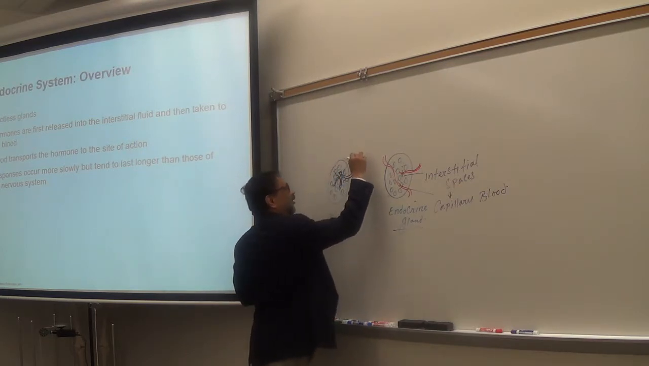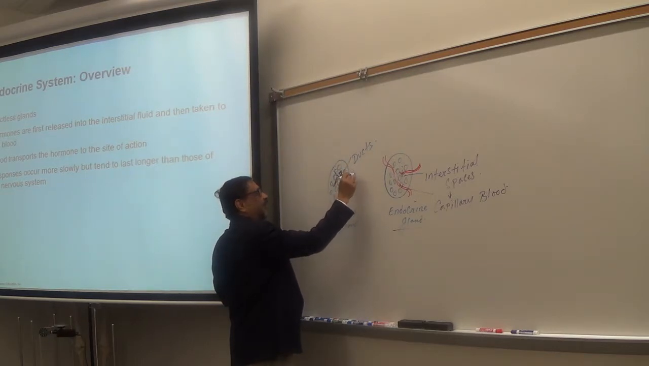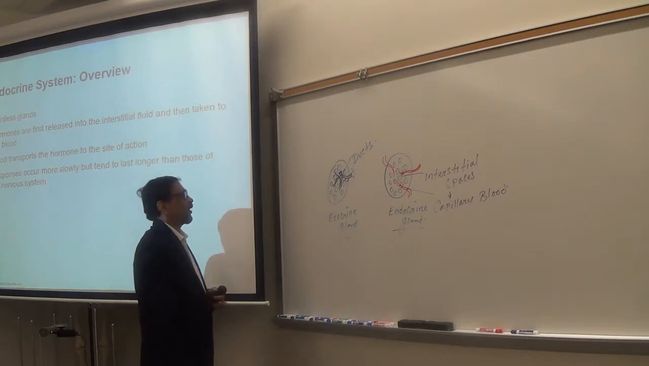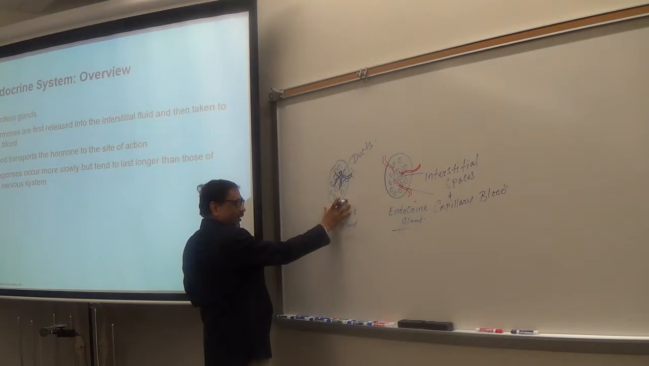So these are the ducts, okay? And the duct takes the hormone just to the outside of the gland and releases there, okay? So you see the difference between the endocrine and exocrine.